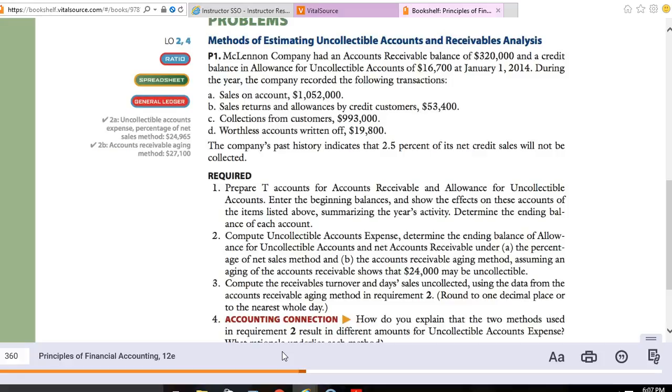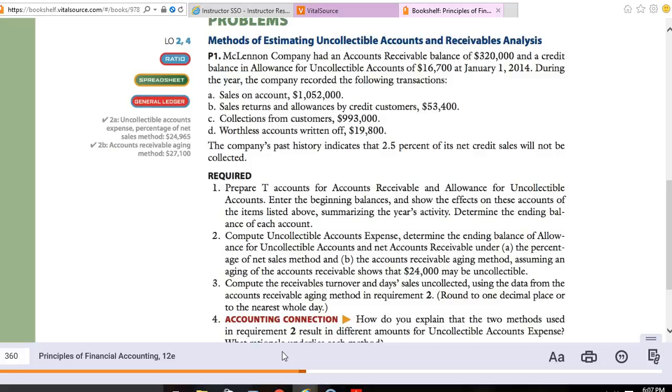Sales on accounts were $1,052,000. Sales returns and allowances by credit customers, $53,400. Collections from customers, $993,000. Worthless accounts written off, $19,800. The company's past history indicates that 2.5% of its net credit sales will not be collected.